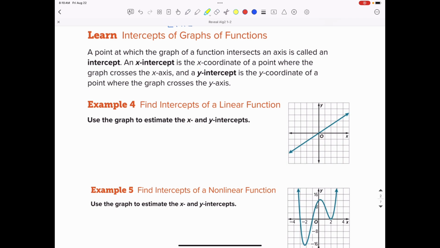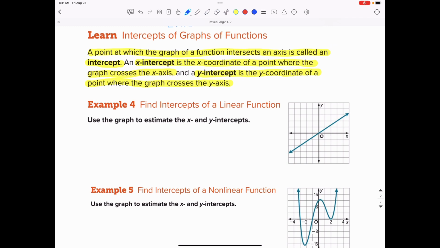Some new definitions. A point at which a graph of a function intersects an axis is called an intercept. There are 2 types of intercepts. There is the x-intercept, which is the x-coordinate of a point where the graph crosses the x-axis, and the y-intercept is the y-coordinate of a point where the graph crosses the y-axis. Most graphs do have both types of intercepts. They have an x and a y. Not all graphs have both, but many of them do.